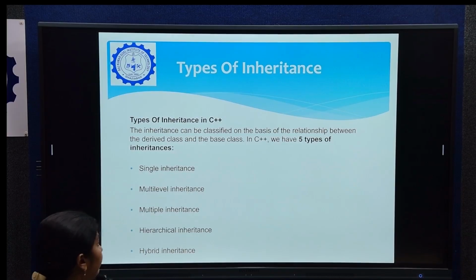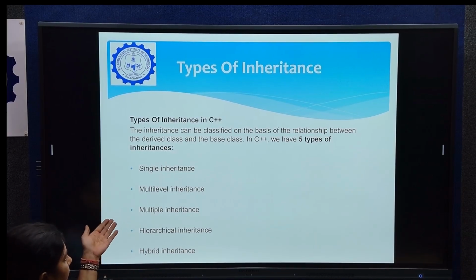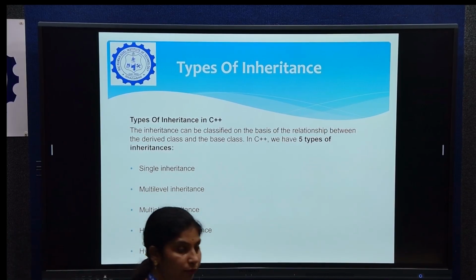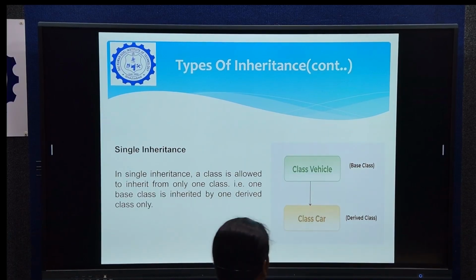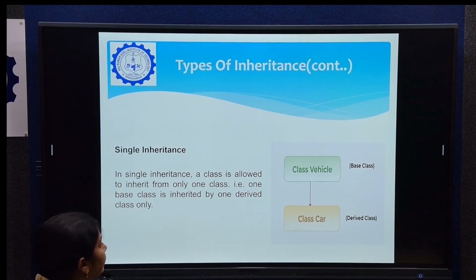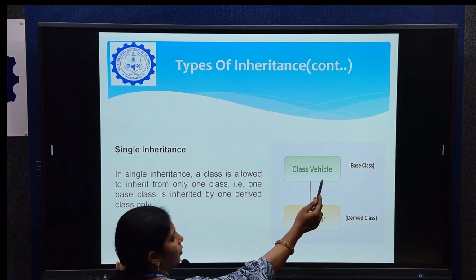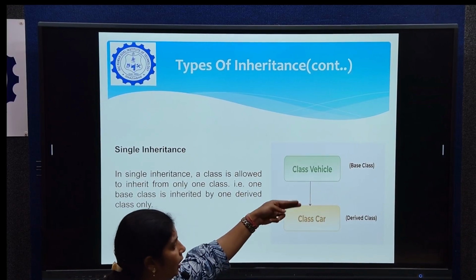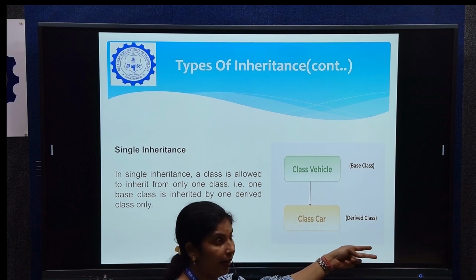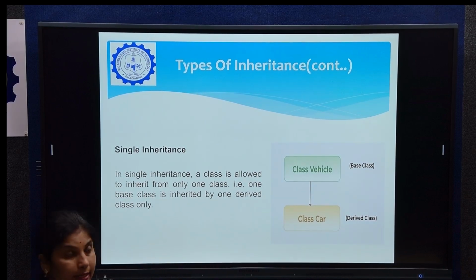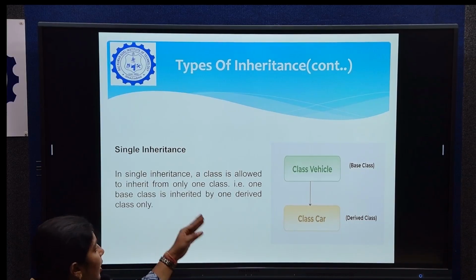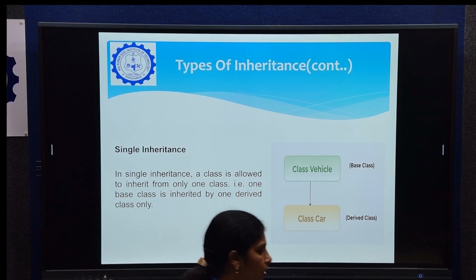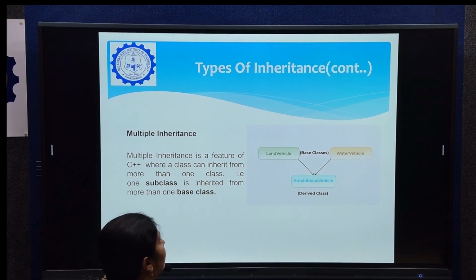These are the types of inheritance: single inheritance, multi-level, multiple, hierarchical, and hybrid. We basically have only 5 types of inheritance. We will look at them. Single inheritance, as you see in this diagram, is a vehicle class and a car class. Class vehicle is a base class. Class car is a derived class. In single inheritance, a class is allowed to inherit from only one class, that is, one base class is inherited by only one derived class. This is the simplest example of a type of inheritance.